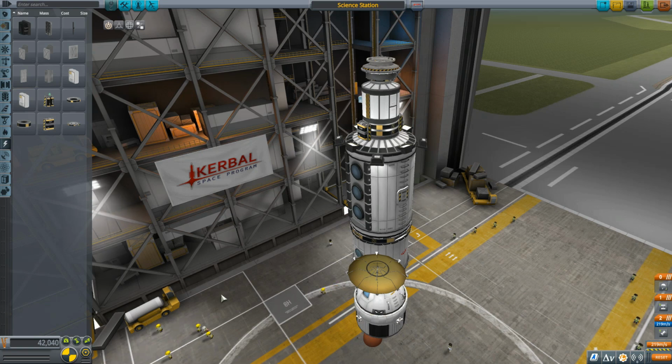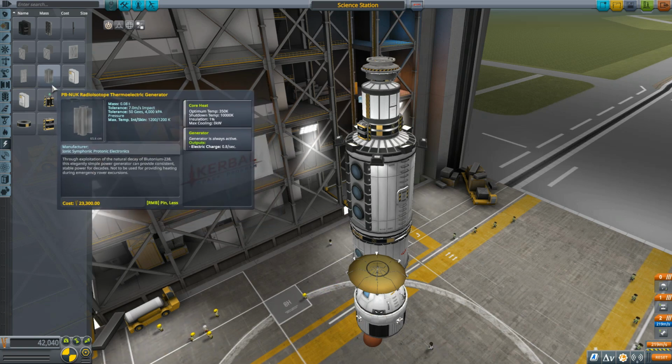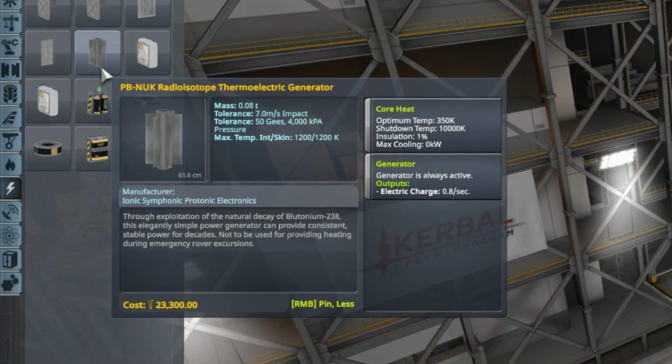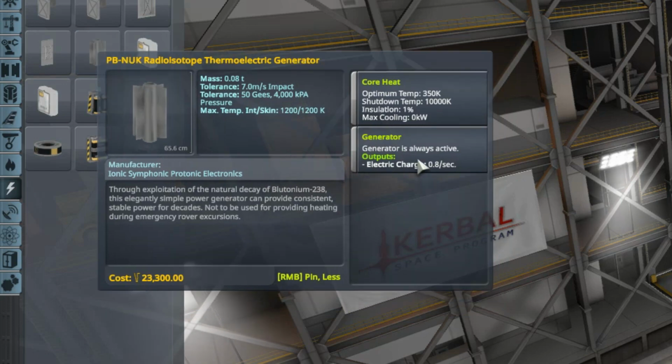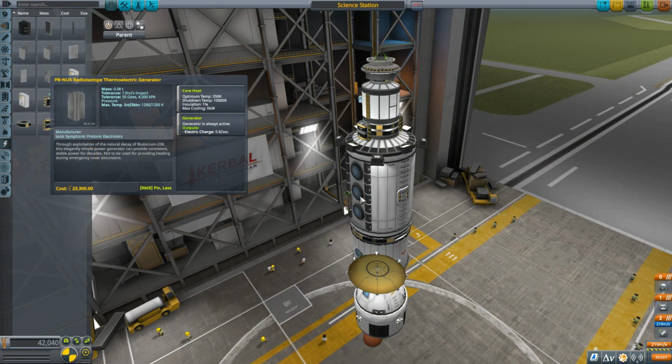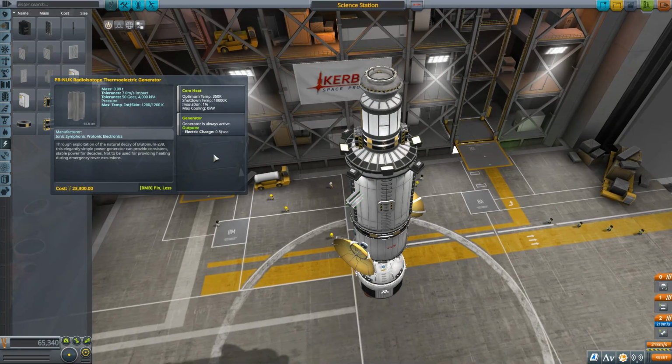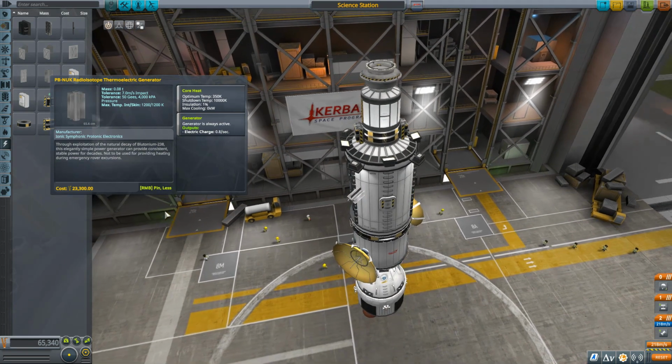Thankfully, KSP gives us an alternative. We have the PB-NUK, the radioisotope thermoelectric generator. These things use a radioactive isotope to generate heat, which generates electricity. Not a lot, right? If we take a look here, it's 0.8 electric charge per second, but it will do that continually everywhere. It doesn't matter if it's in the light, in the dark, or whatever. And if we stick one of these on here just very temporarily, I'm not going to keep it there, you can see as well they're not that big and they're not that heavy. They're only 80 kilograms each.